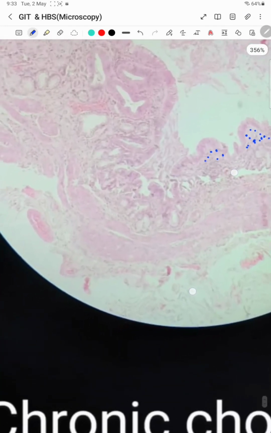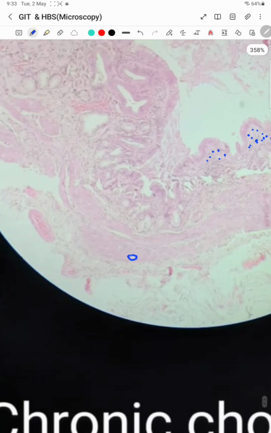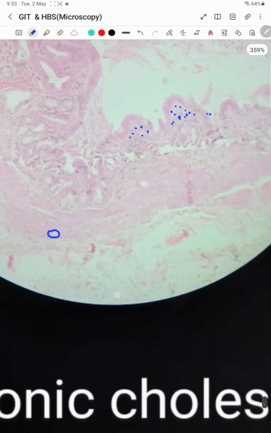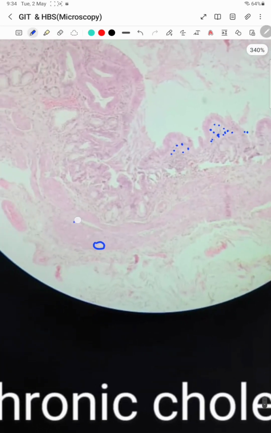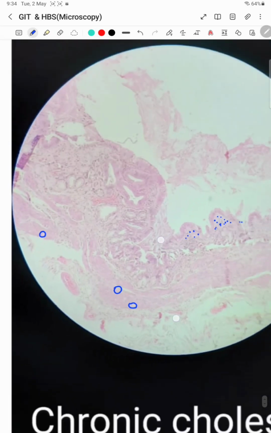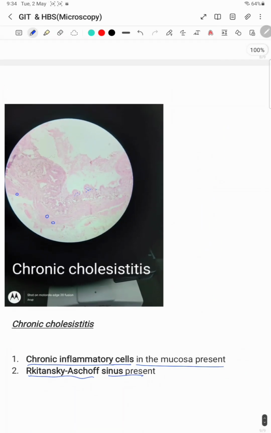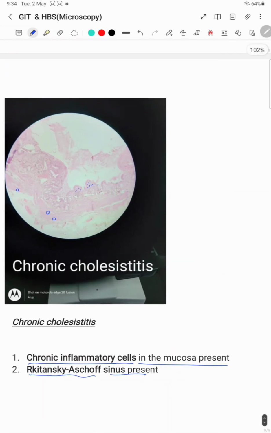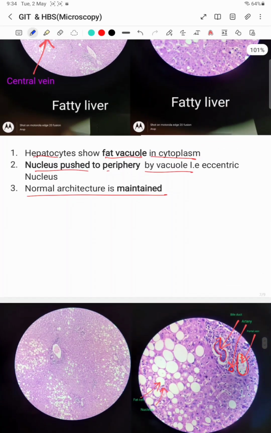Here you cannot see properly. Here in the muscular layer you can see the Rokitansky-Aschoff sinus. Here it is, and you can see here also. These are the RA sinuses. That's all about the important pathology microscopy of the GIT and hepatobiliary system.